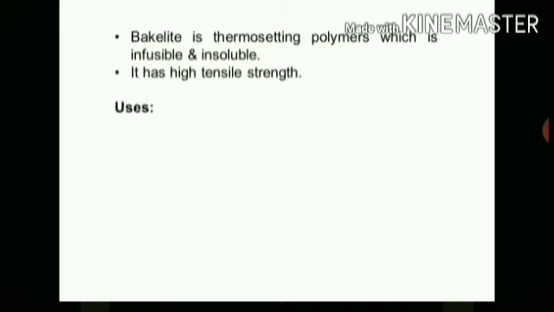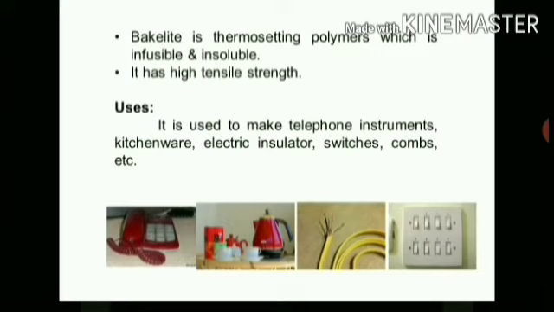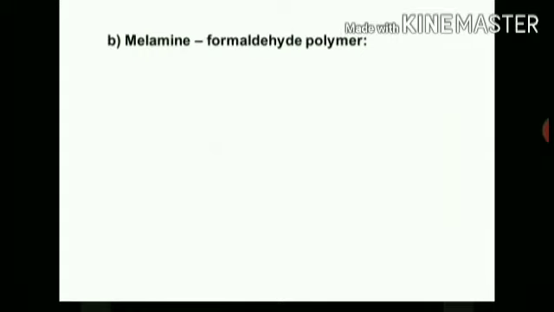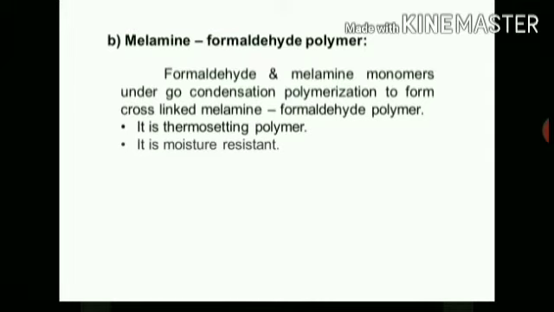Uses: it is used to make telephone instruments, kitchenware, electric insulators, switches, combs, etc. Next, melamine formaldehyde polymer. Formaldehyde and melamine monomers undergo condensation polymerization to form cross-linked melamine formaldehyde polymer. It is a thermosetting polymer. It is moisture resistant.